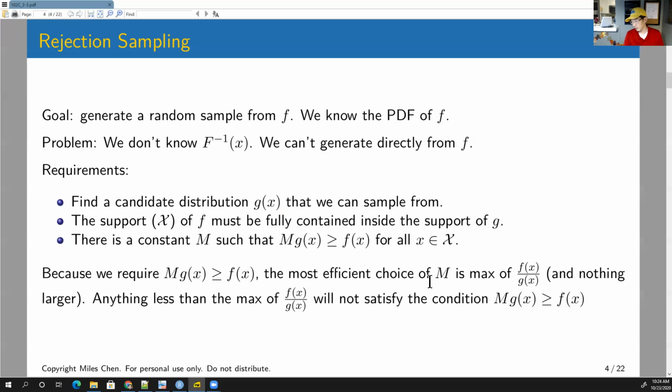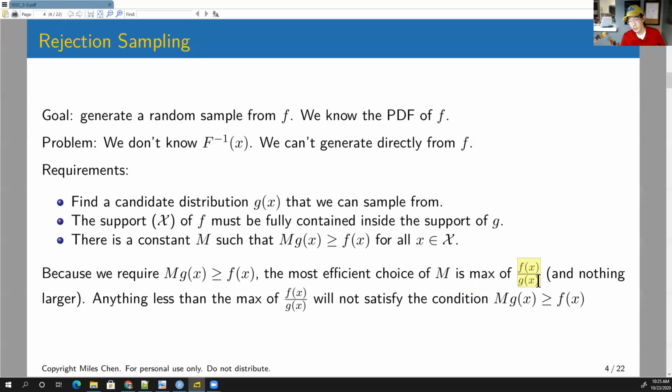Okay, and so the most efficient choice is the maximum value of F divided by G of X, right? Because if I take this and divide both sides by G of X, I'm going to have M greater than or equal to F of X divided by G of X. So we need an M that satisfies the condition that M times G of X is greater than or equal to F of X, and the most efficient choice of M is the maximum of this value and nothing larger.